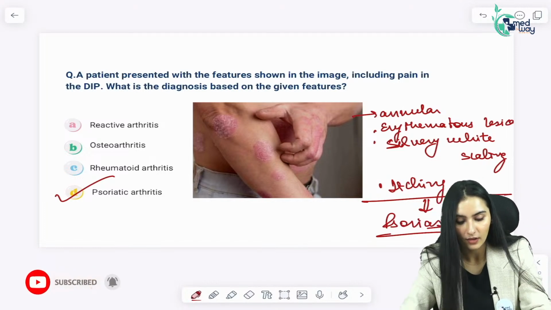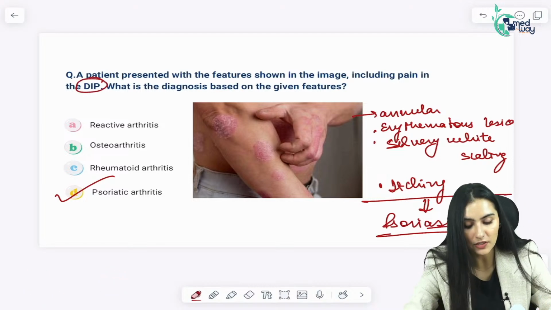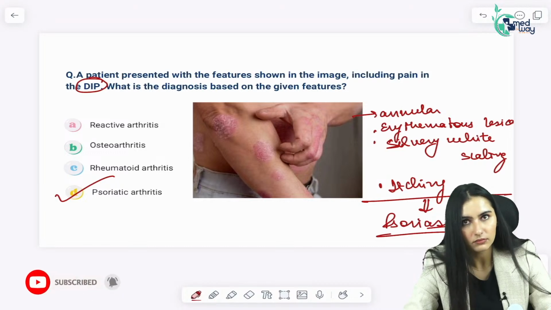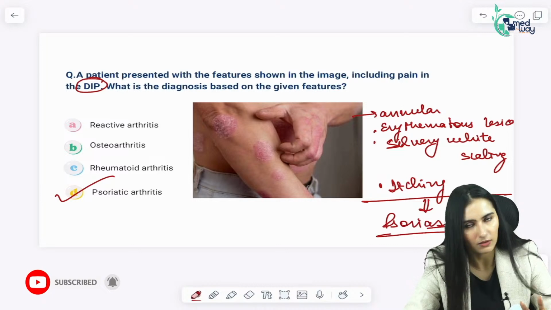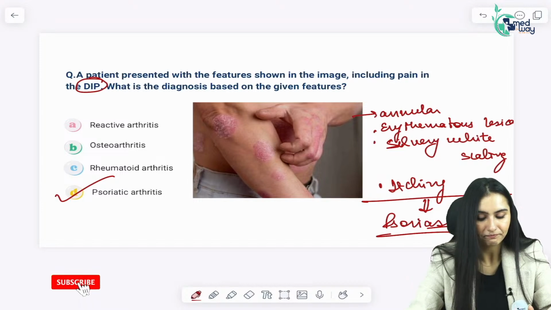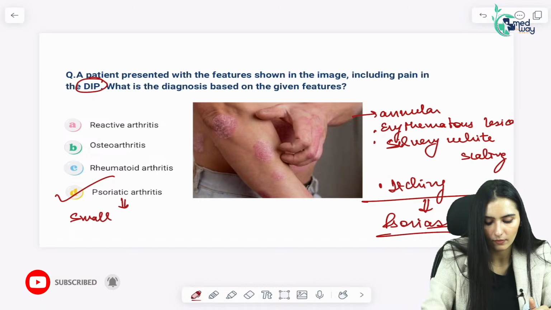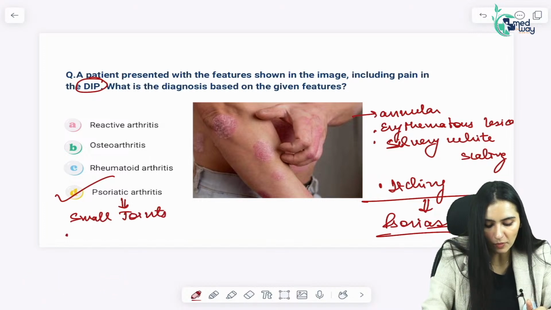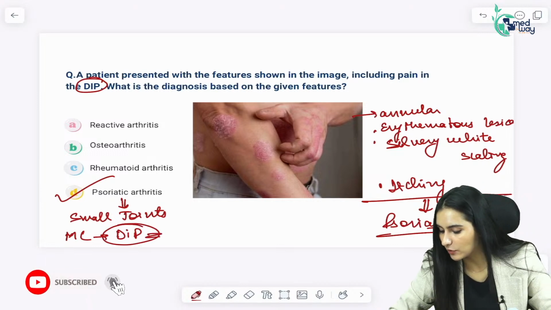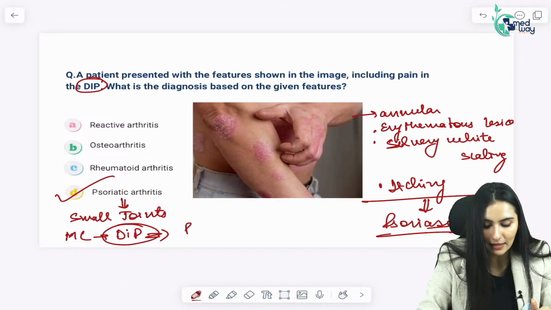But still, I'm here to help you in all the different ways. So this is one way of approaching the question. The other way is going to be the lengthier way. You try to recall which was PIP, which was DIP, all the problems that were happening. In psoriatic arthritis, the small joints are involved. The most common joint involved is DIP. There's a characteristic lesion that you see over here. The lesion is going to be the pencil and cup appearance.